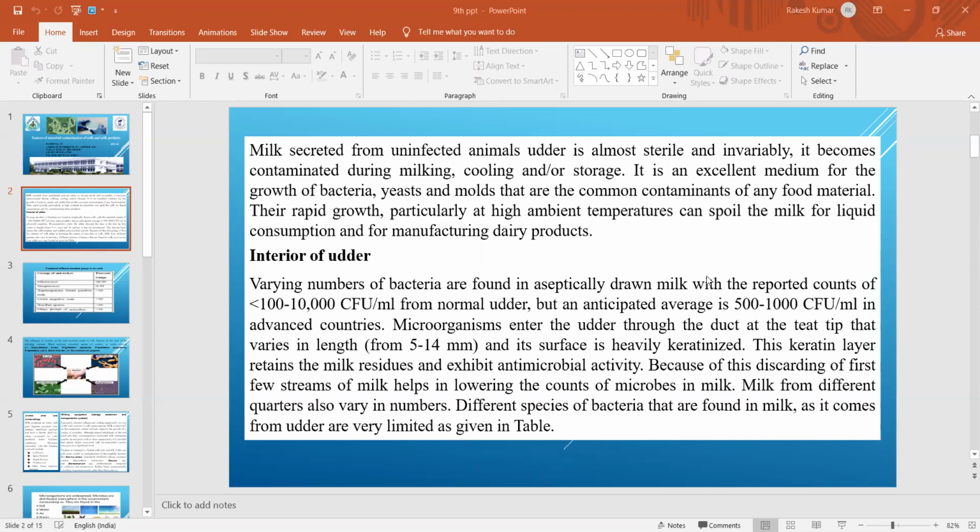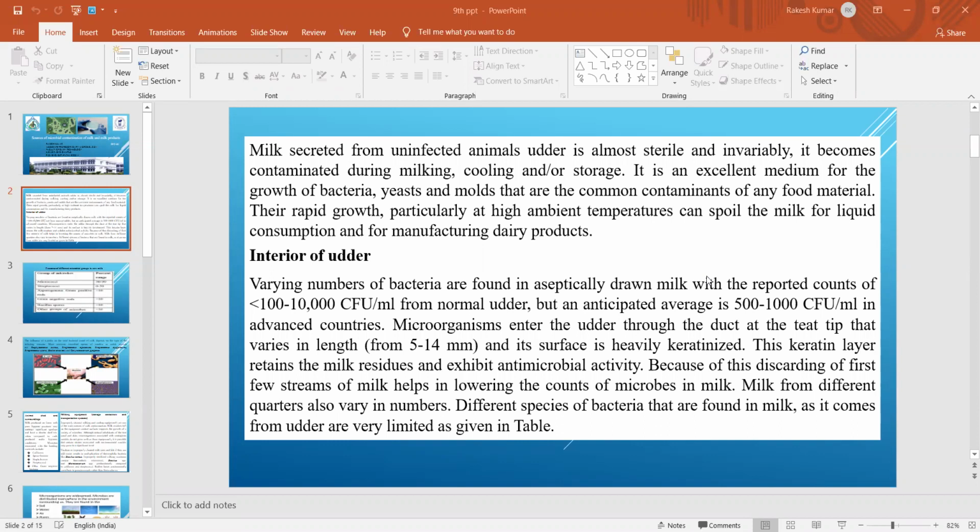These different types of contaminating microorganisms enter the udder through the duct at the teat tip that varies in length from 5 to 14 millimeter, and its surface is heavily keratinized. This keratin layer retains the milk residues and exhibits antimicrobial activity. Because of this, discarding the first few streams of milk helps in lowering the counts of microbes in milk.